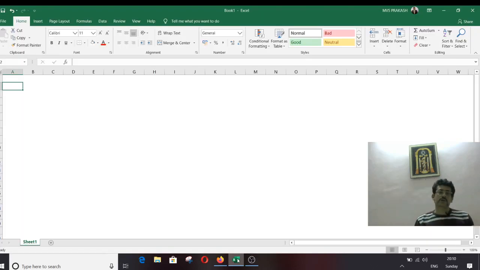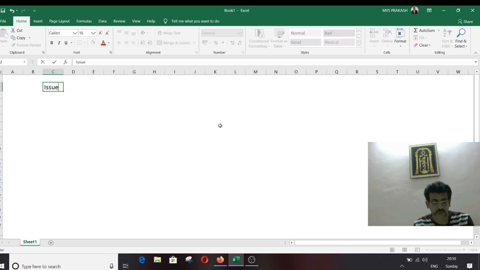Okay, so let us start with our first chapter in CMA Group 2 company accounts, which is basically nothing but issue of shares. Now let us see what this chapter is speaking about and what are the things we are supposed to cover. So here, first, issue of shares.